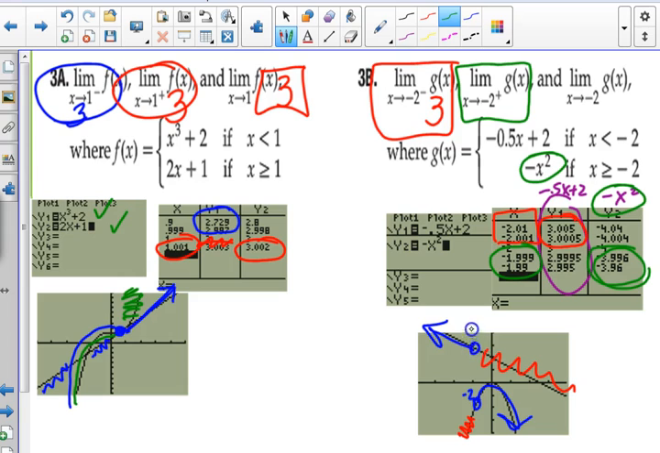Negative. This one was up here at positive 3. This one is down here at negative 4, yes? Do you see what's happening? There's a break in the graph, yes, at negative 2. So is there a limit at negative 2?